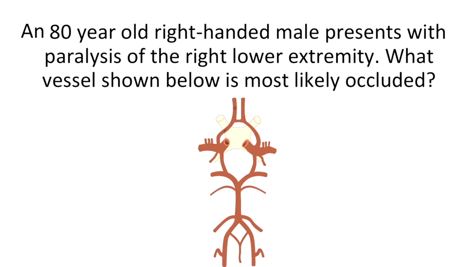Recall that the anterior cerebral artery, or ACA, supplies blood to the lower extremities. Because our patient has paralysis of the right lower extremity, or right leg, we can deduce that the left ACA must be occluded. From this figure, the left ACA is right here.